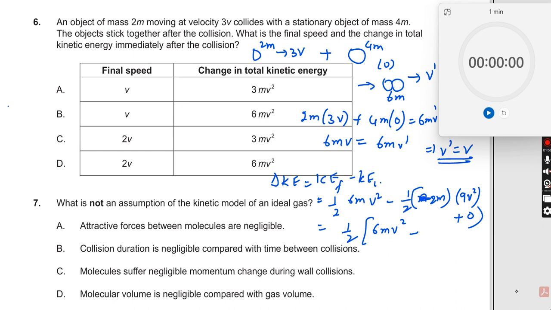How much is it now? This should be 18mv square. So 18 minus 6 should be 12mv square. 12 by 2 should be equal to 6mv square, right? So the answer should be 6mv square, and v dash equal to v, which is the answer.